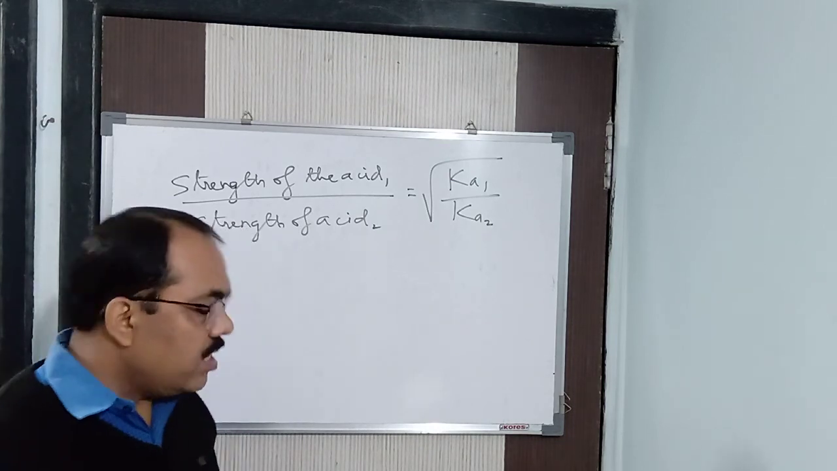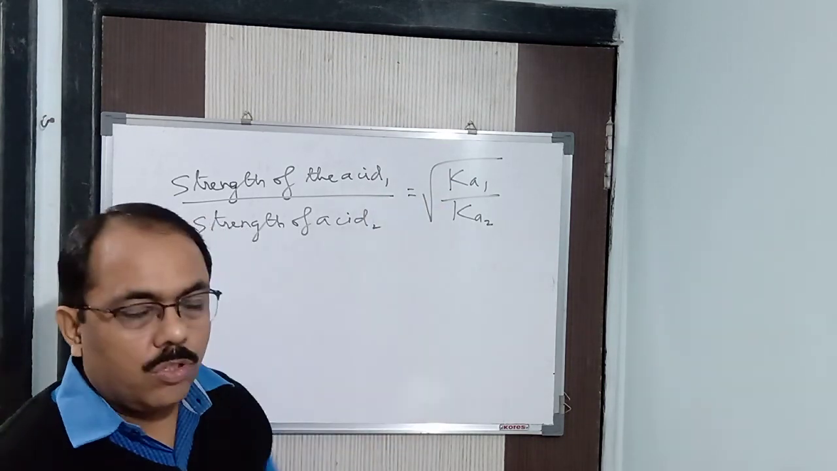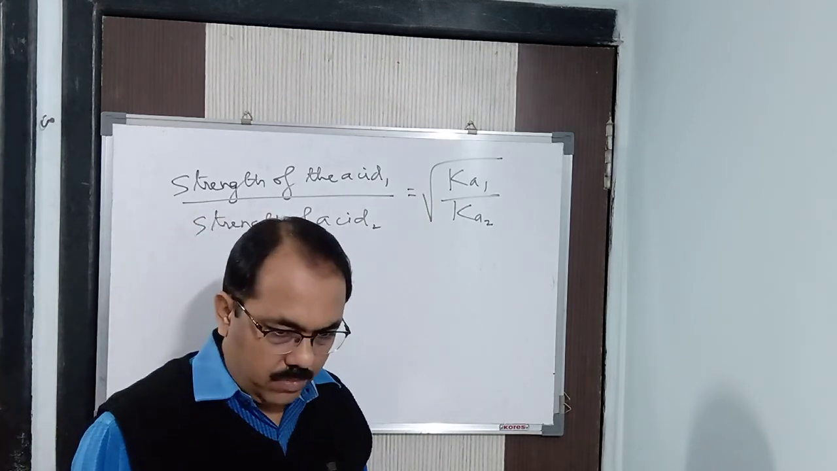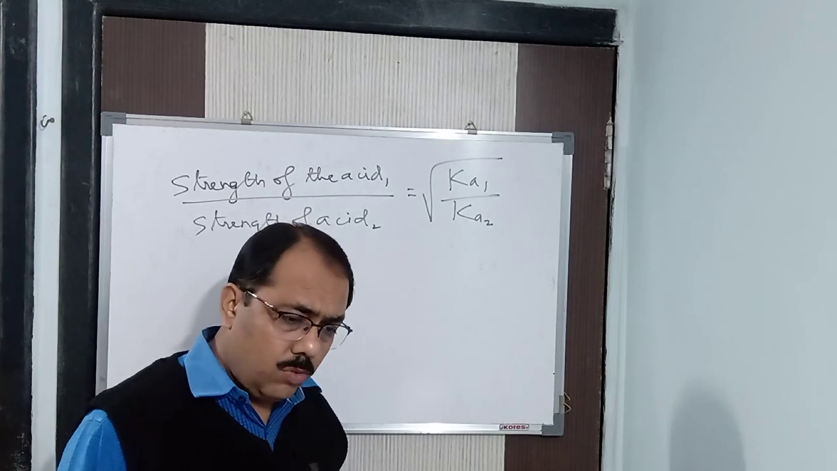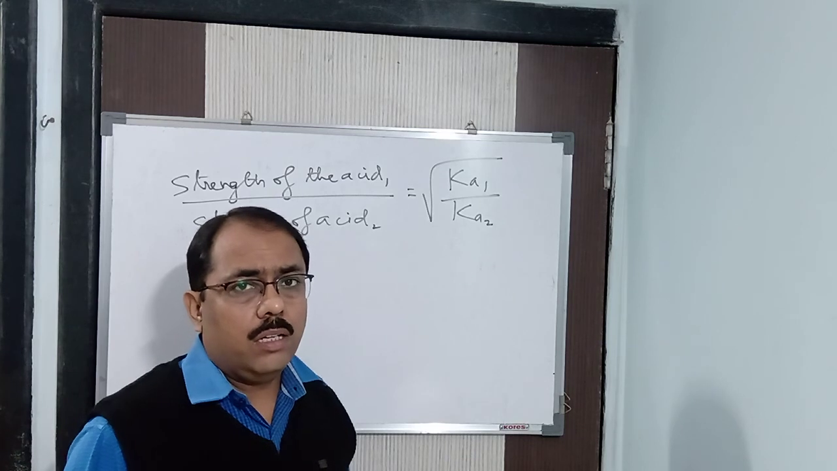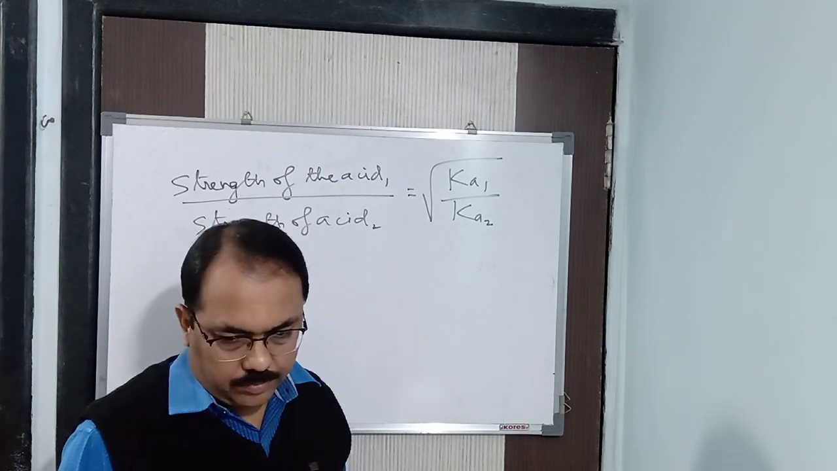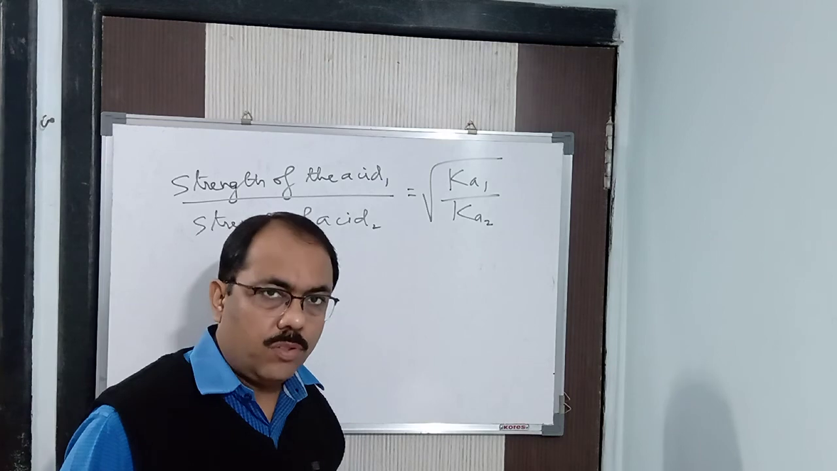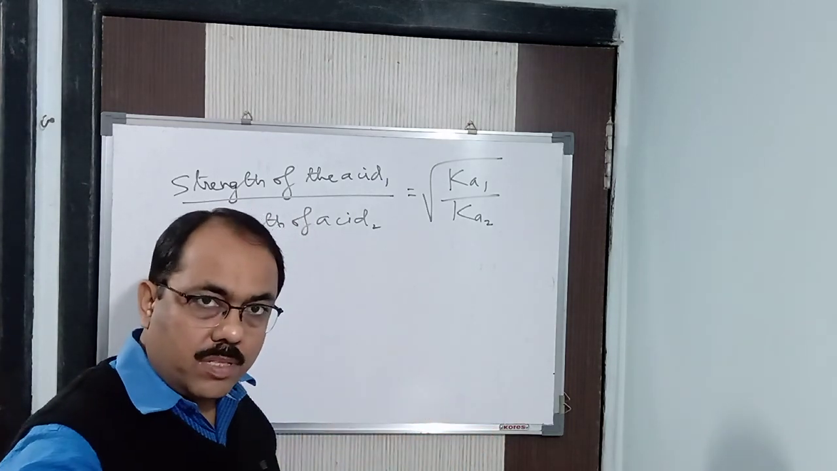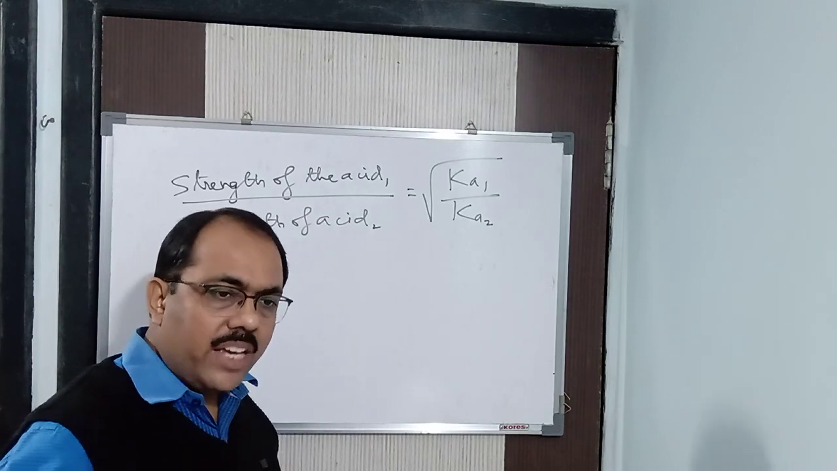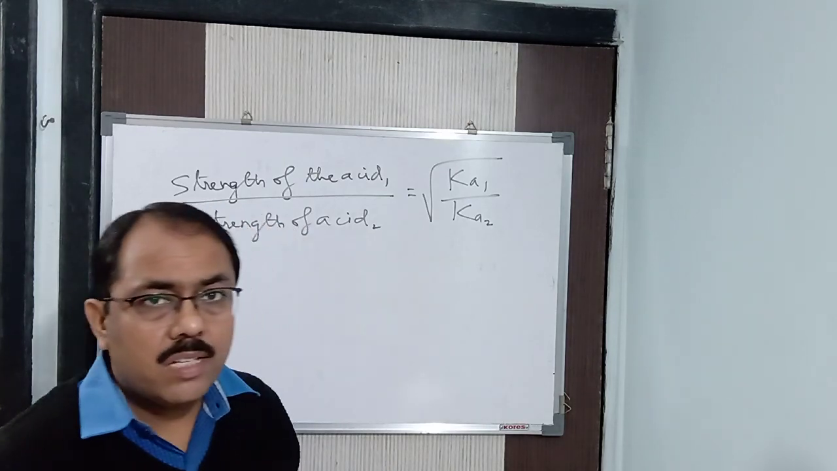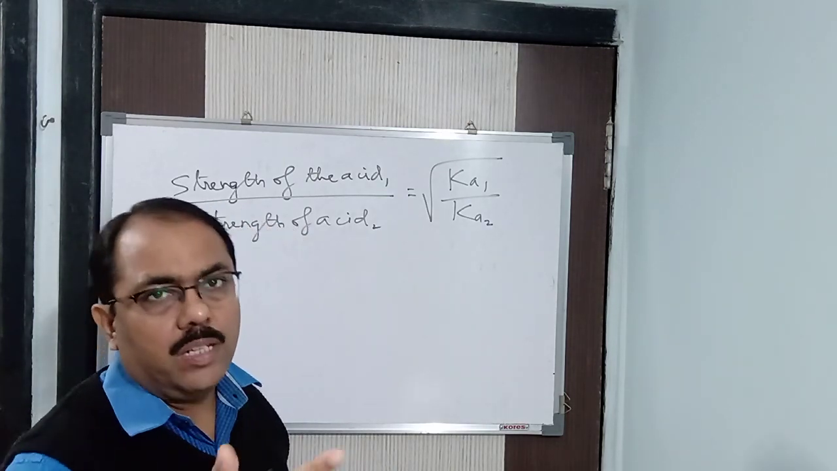In this way, if one is unknown to you, you can find it out by using this formula. Similarly, if an acid dissociates in a number of steps, like a tribasic acid such as H3PO4, it will dissociate in 3 steps. First, one H plus ion will be released in the first step. In the second step, the second H plus ion will be released. In the third step, the third H plus ion will be released.